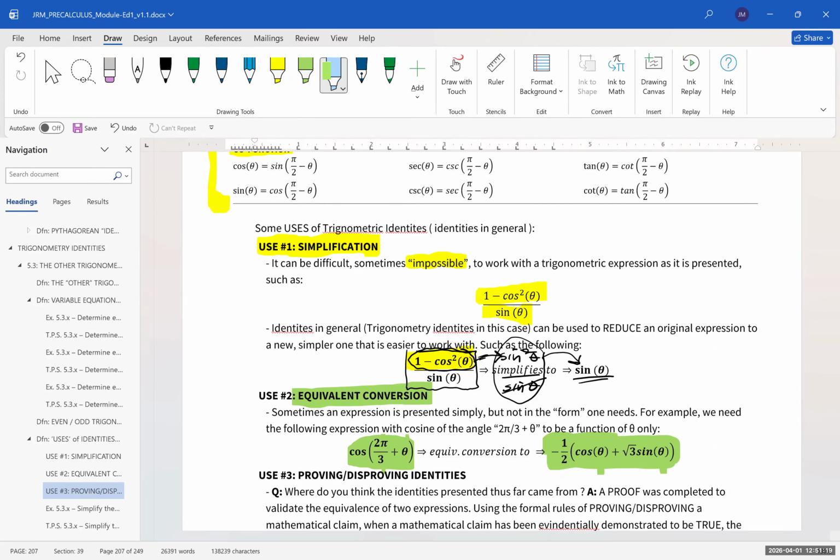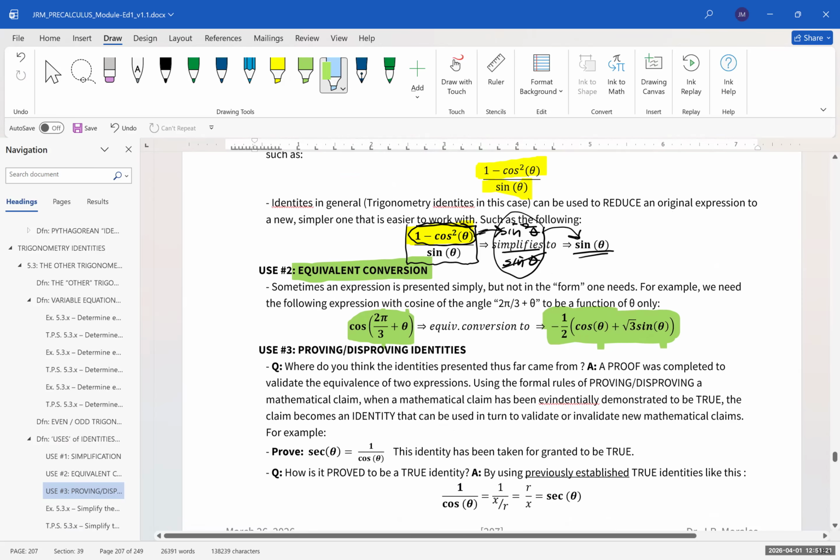And the third use is for proving and disproving other identities. So where do you think the identities presented thus far came from? The answer: a proof was completed to validate the equivalence of two expressions. Using the formal rules of proving and disproving a mathematical claim, when a mathematical claim has been evidentially demonstrated to be true, the claim becomes an identity that can be used in turn to validate or invalidate new mathematical claims.